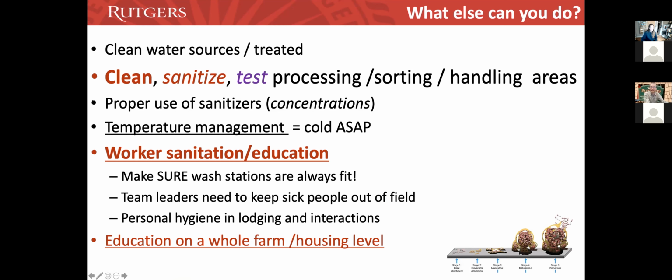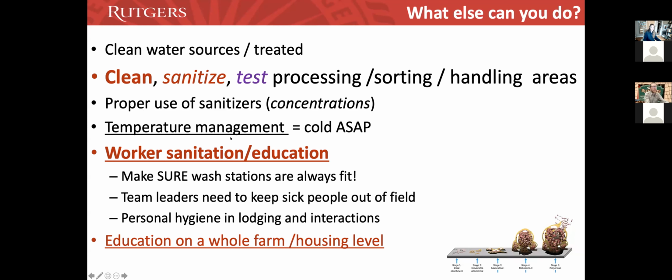So first you need to clean, then sanitize, and then using some method of testing, whether that's with a company that specializes in this or not, you need to test your processing, your sorting, your handling, and any other areas where you are concerned that biofilms are coming in, to see if your cleaning and sanitation is working. Using the right labeled recommendations of your sanitizers and getting materials into cold storage as soon as possible is going to help you in this fight with dealing with biofilms.